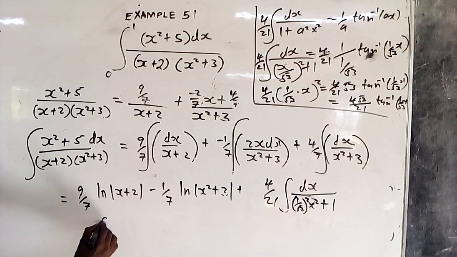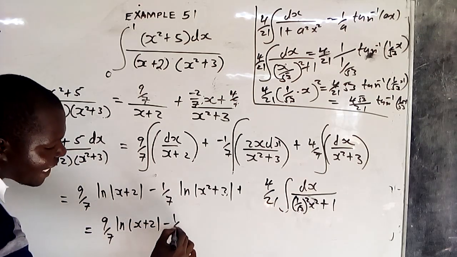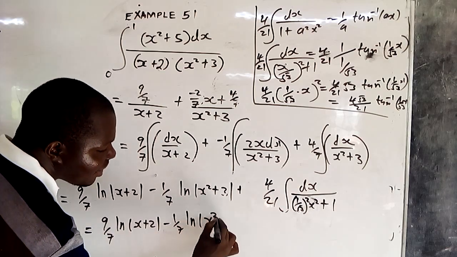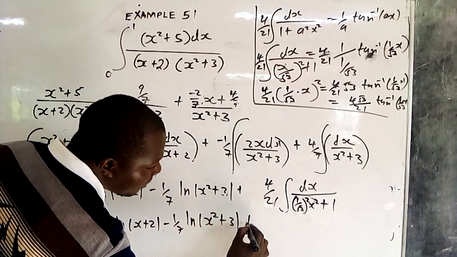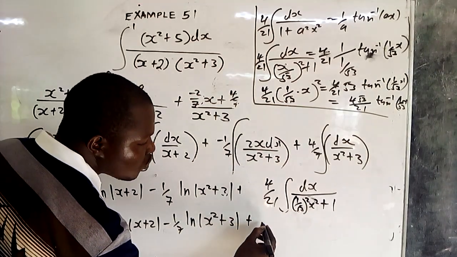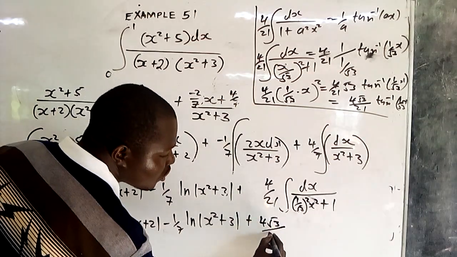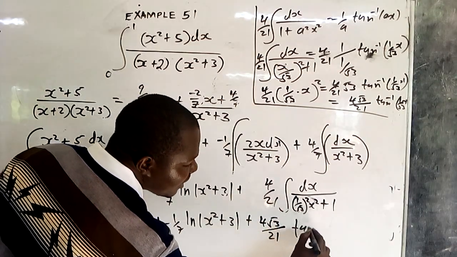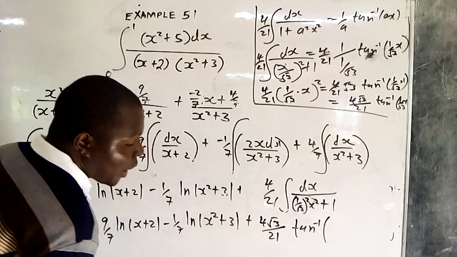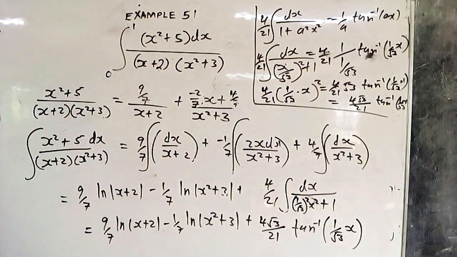So if you deal with that, you have here 9 over 7 ln of x plus 2 minus 1 over 7 ln of x squared plus 3, then plus. Here you're supposed to get 1 over a. 1 over 1 over root 3 is root 3. Times 4 over 21, so it is 4 root 3 over 21 tan inverse of ax. A is 1 over root 3 x.